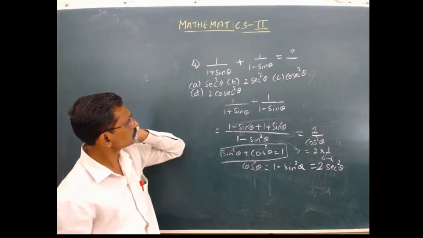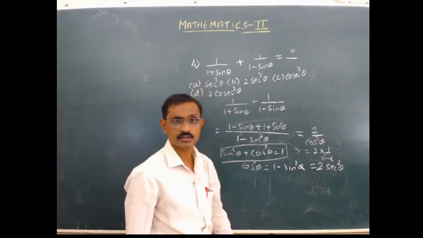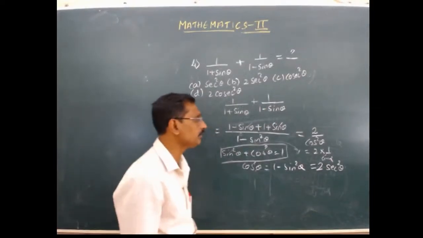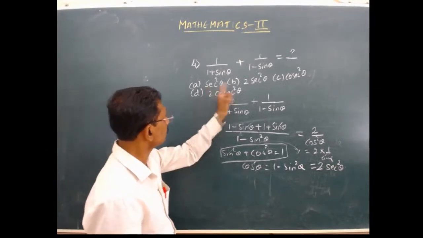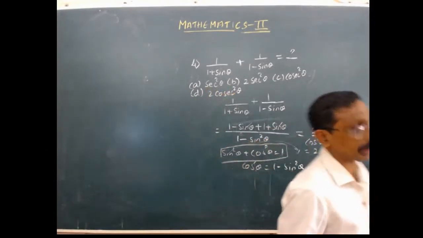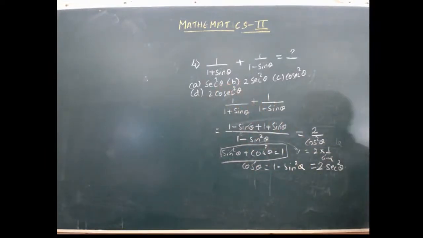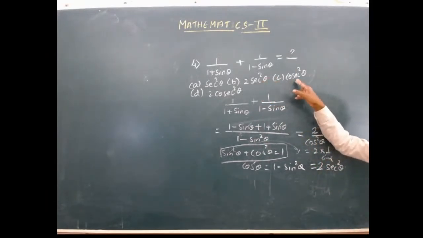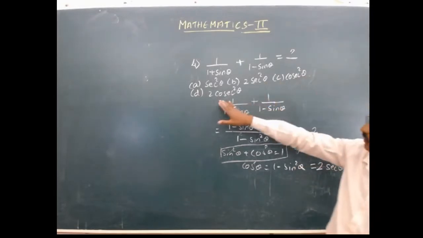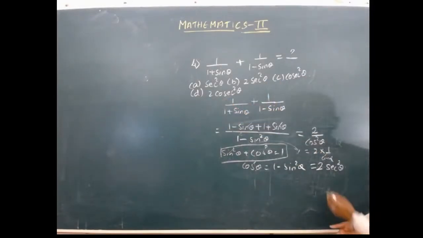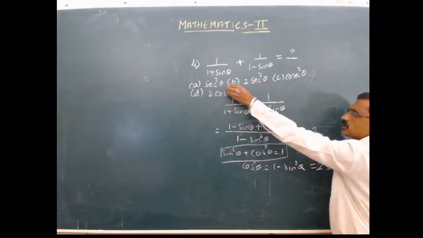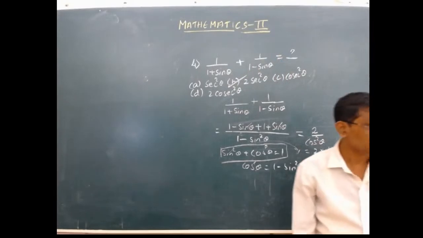Let us search in our options. Is 2 sec square theta given to us or not? Option A is sec square theta. Then we have 2 sec square theta. Then we have cosec square theta. Then we have 2 cosec square theta. What we got is 2 sec square theta. That means our option number B is correct.